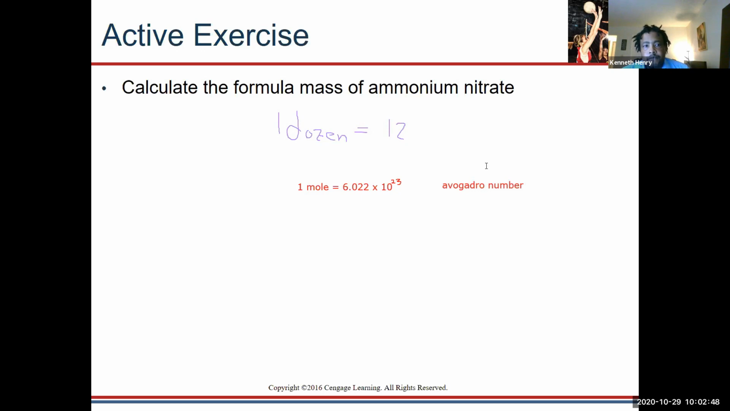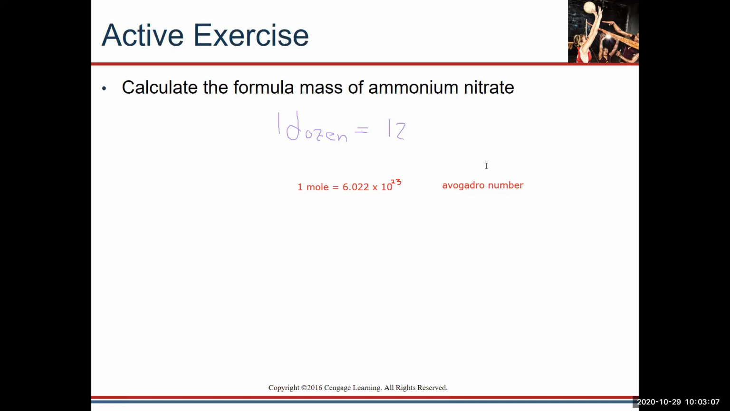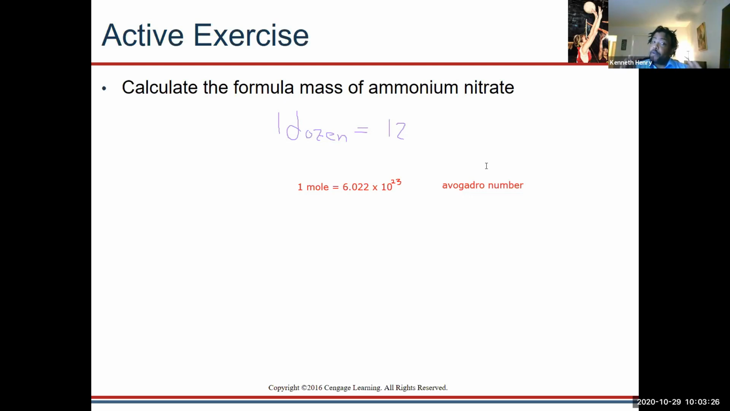Okay. So repeat after me. 1 mole equals 6.022 times 10 to the 23rd, on 3. Are you guys ready? 1, 2, 3. 1 mole equals 6.022 times 10 to the 23rd. Okay, say it one more time. 1 mole equals 6.022 times 10 to the 23rd. Okay, now you guys got to remember that.